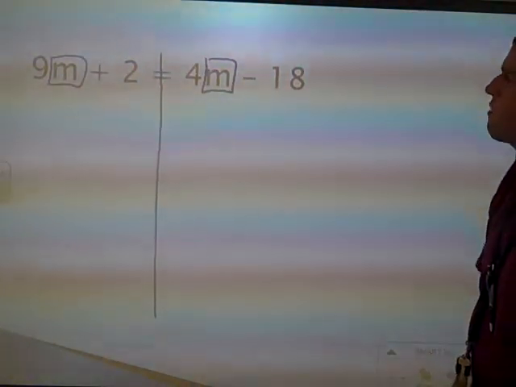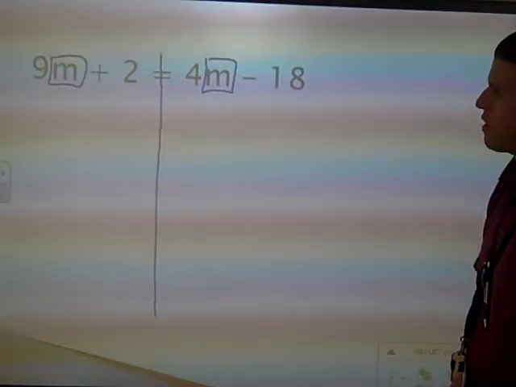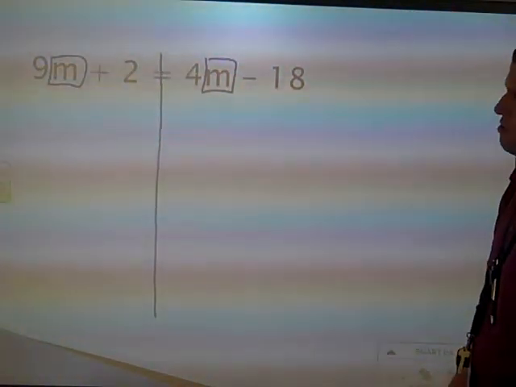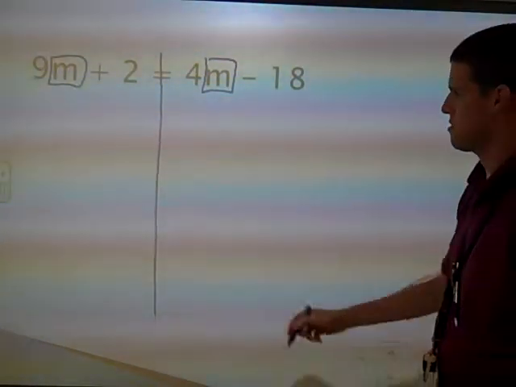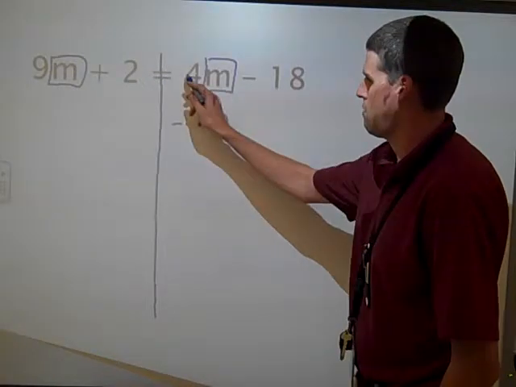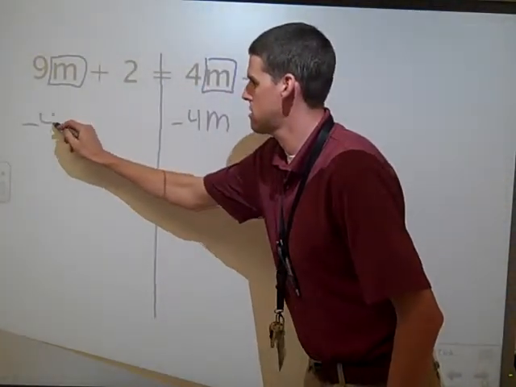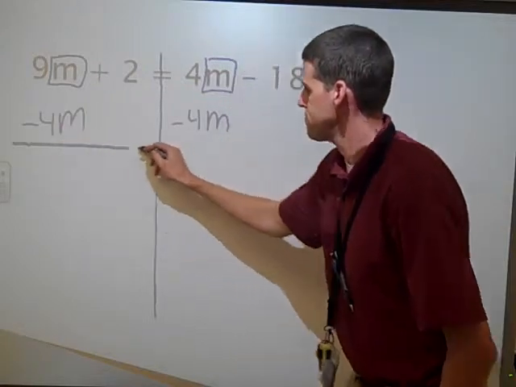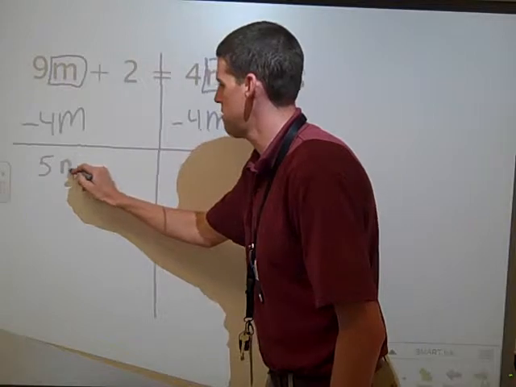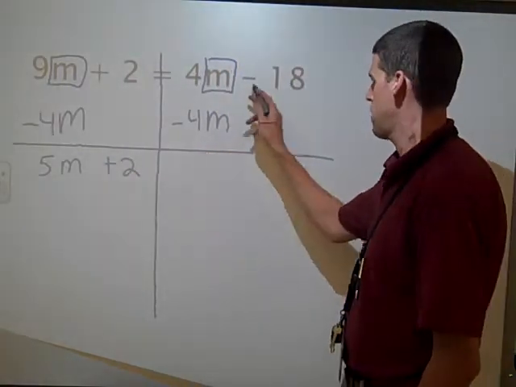It's easier if we go ahead and make sure more positives are there. Once we start having more negatives, it gets a little more complicated. So I'm going to move mine so that there is a little more positives, you could say. So I'm going to go ahead and do minus 4m first. And it's a positive 4m, so that's why I'm subtracting it. So whatever I do to that side, I'm going to do to this side. And then 9m minus 4m is 5m. Bring down my plus 2. And over here I'm left with my minus 18.